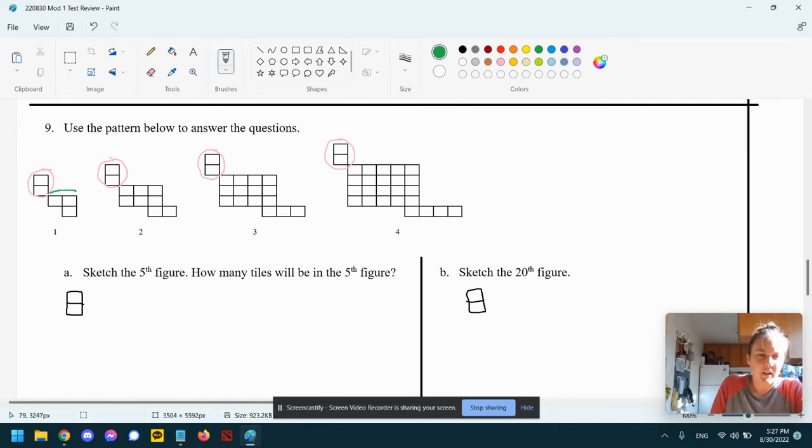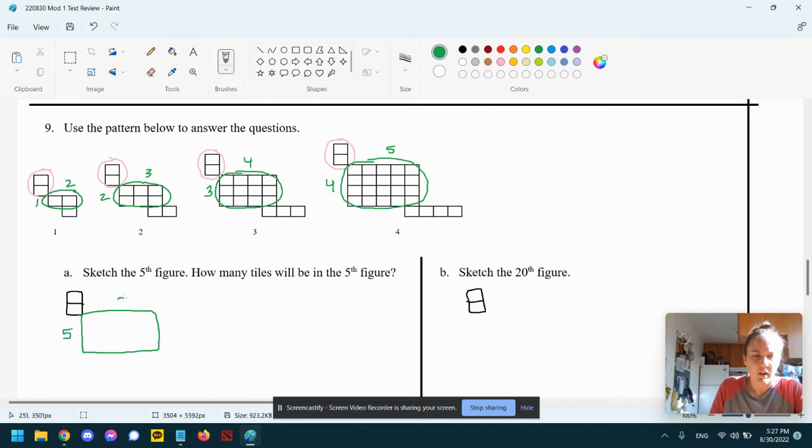Then I notice that I've got a rectangle here, which is 1 by 2, so height 1, base 2. I've got a rectangle here in the middle, which is 2 by 3. I've got a rectangle here, which is 3 by 4. And a rectangle here, which is 4 by 5. So when I draw this one, I know it should be 5 by 6. You can do the little grid, make all the little squares if you really want to. I'm cool with it looking like this.